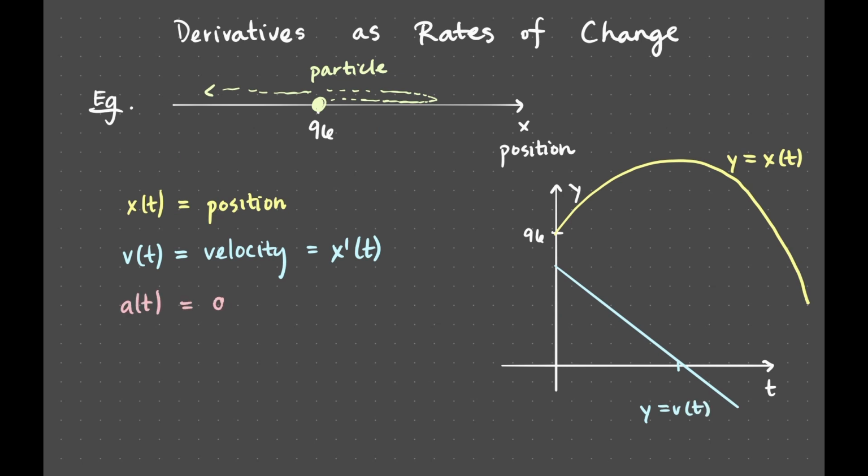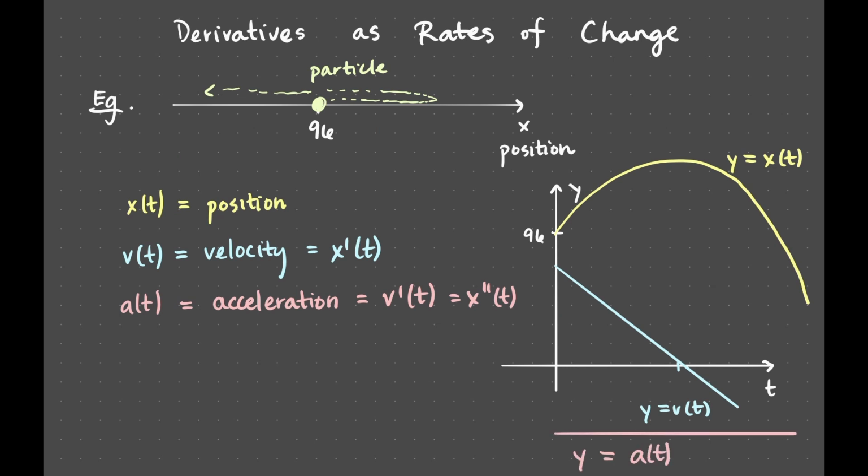In addition, acceleration is by definition the rate of change of velocity, and so its value is obtained by taking yet another derivative. In other words, if a of t denotes the instantaneous acceleration, then its value is just v prime of t, or x double prime of t, that is, the second derivative of x. The acceleration describes how the velocity is changing with time.